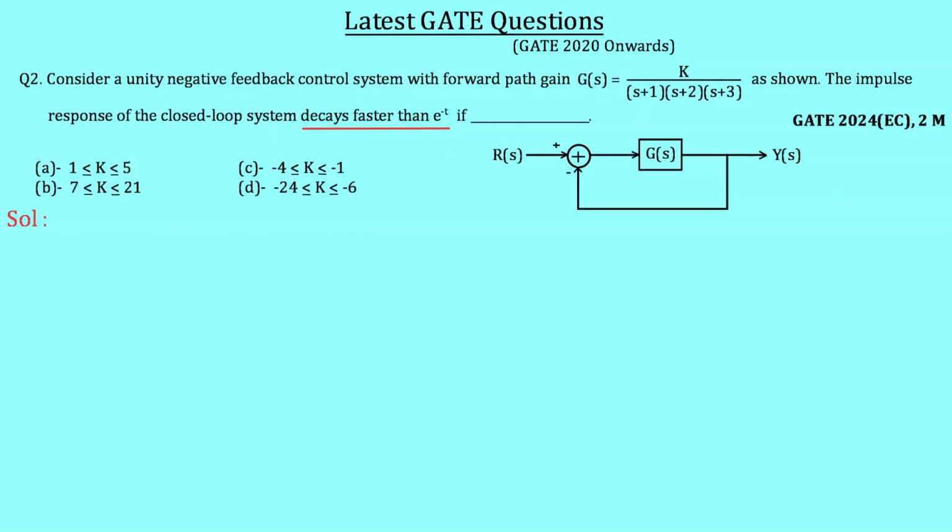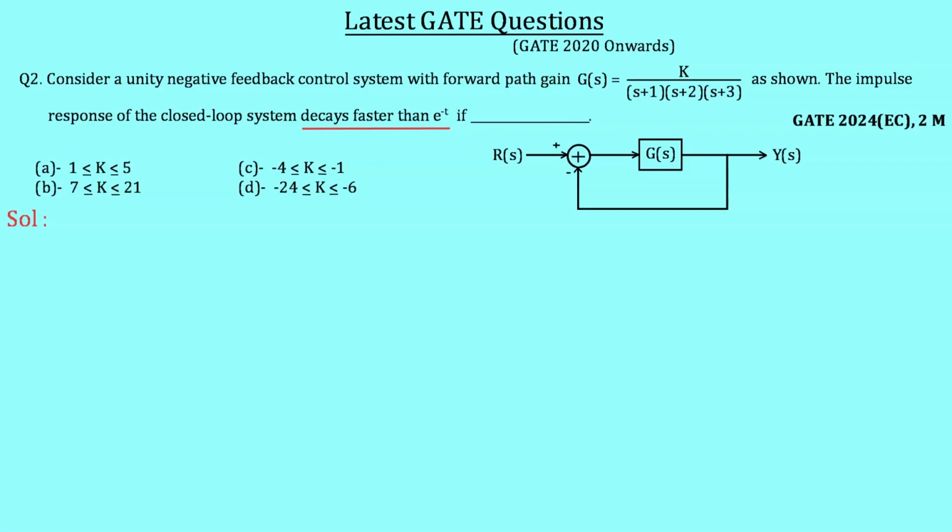Now let us see the second question. This question is not difficult to solve, but many students will find this question difficult because of its language. Many students may not be clear about what the question signifies when it says the closed loop system decays faster than e^(-t). It is very important you understand this statement, then only we will proceed towards the solution.